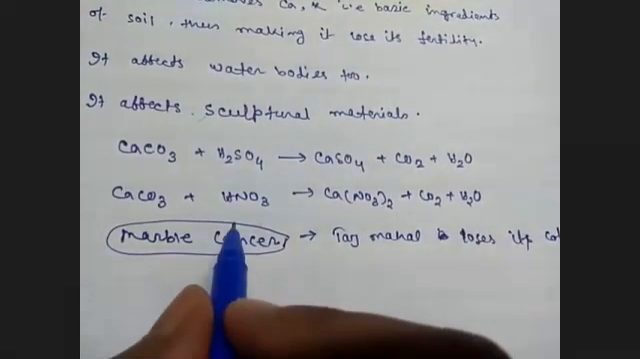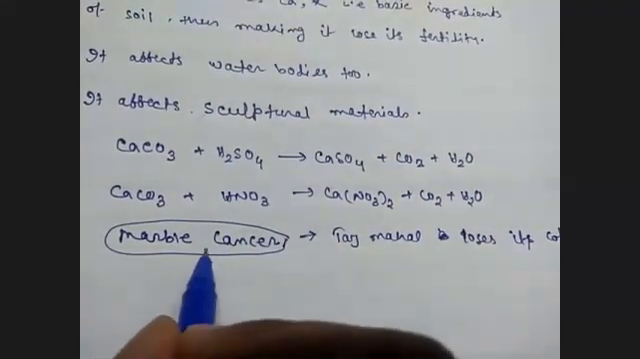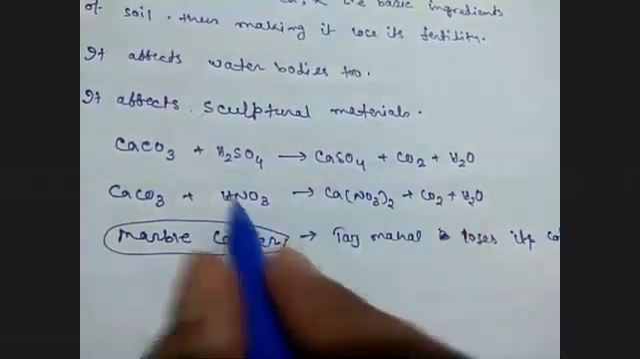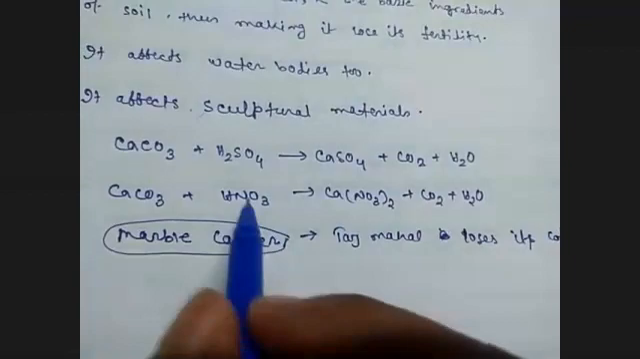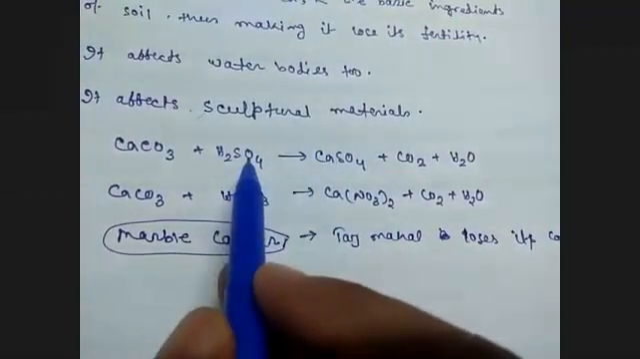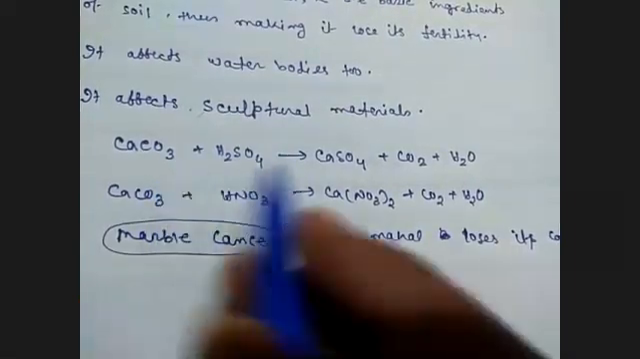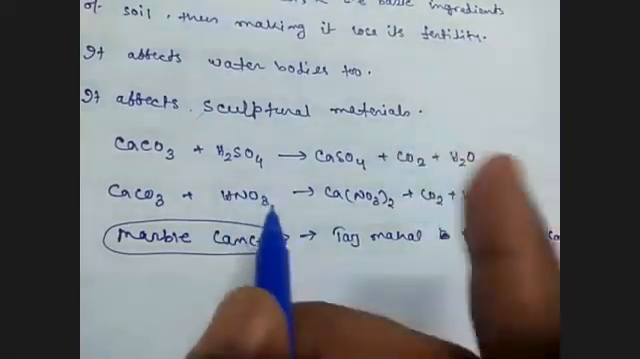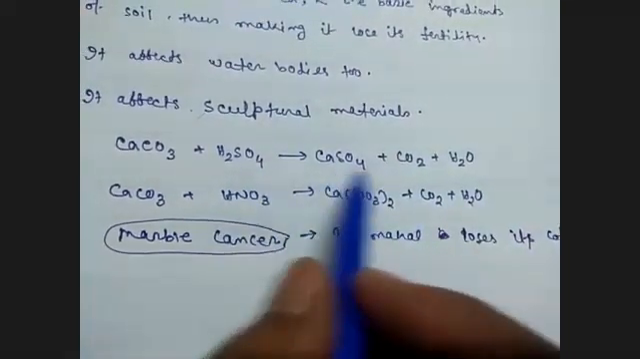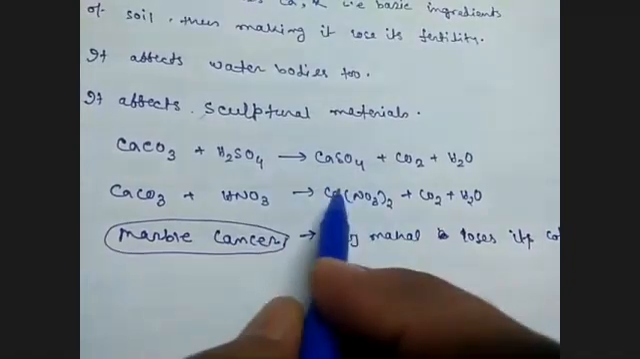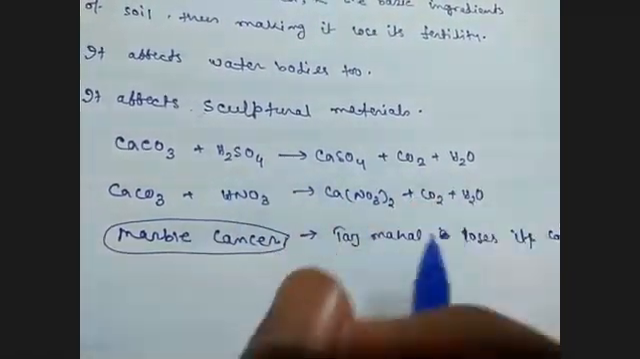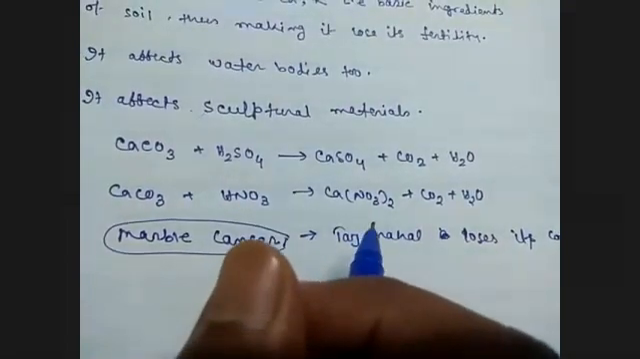So if you are asked what is marble cancer, you have to say that the Taj Mahal or the old monuments which are formed by marble, when acid rain comes in contact with them, the marble reacts with H2SO4 or nitric acid present in acid rain, forming precipitates of calcium sulfate and calcium nitrate, due to which they get discolored and the color fades.